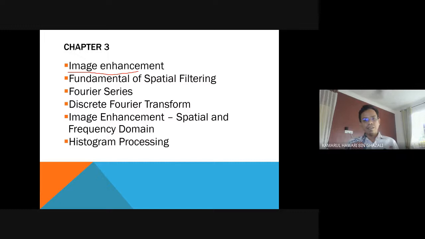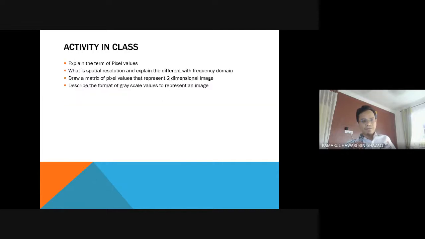The pre-processing theory: we have image enhancement, fundamentals, spatial, Fourier series. It's actually a lot of image enhancement, a lot. But this is just very basic. It's not basic, but just to pick up a few concepts in image pre-processing.